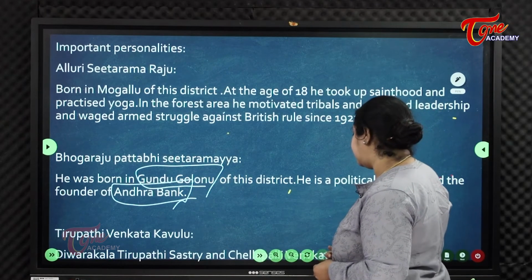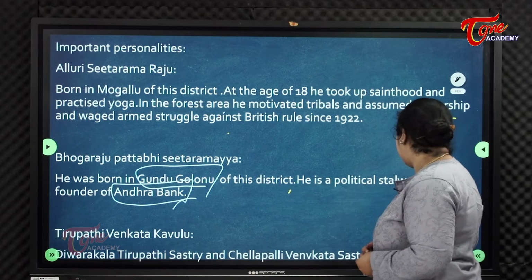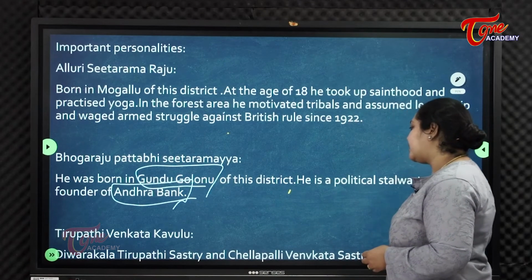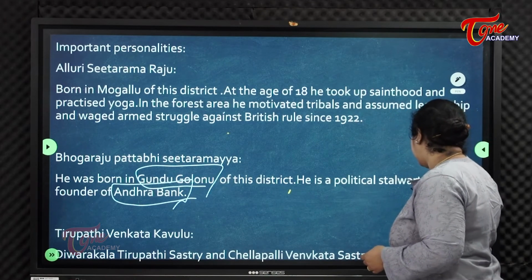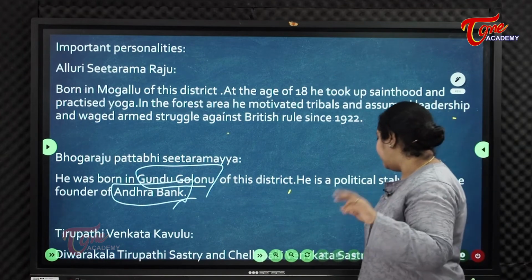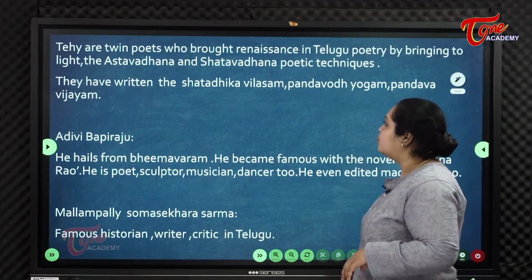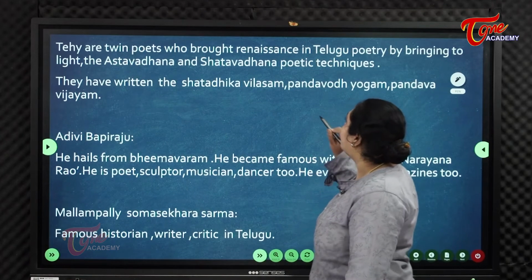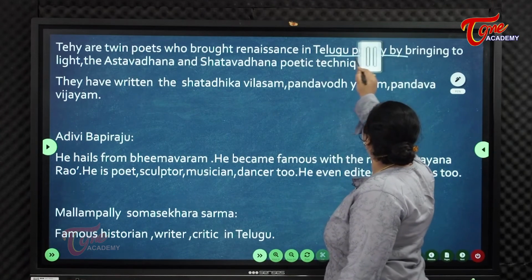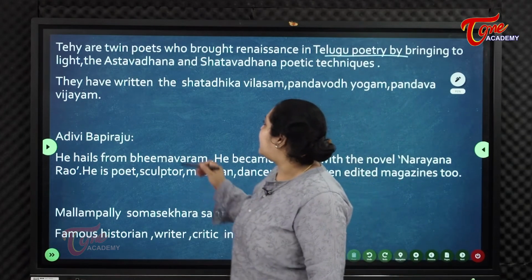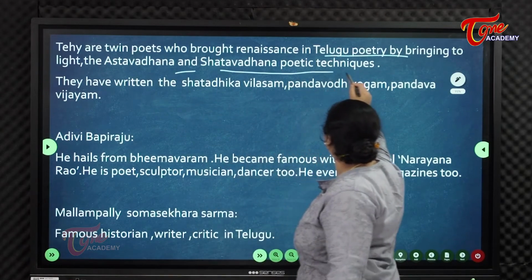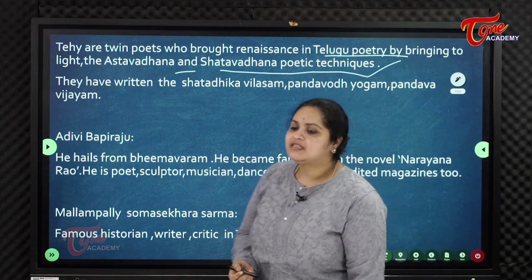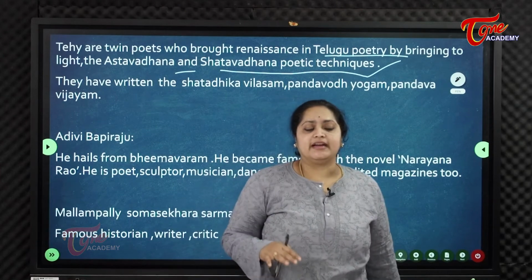Next, Tirupati Venkata Kavulu. Dwarakala Tirupati Shastri and Challapalli Venkata Shastri are the famous Tirupati Venkata Kavulu. They are twin poets who brought a Renaissance in Telugu poetry by bringing to light the Astavadhana and Satavadhana poetic techniques. What are these Astavadhana and Satavadhana poetic techniques?